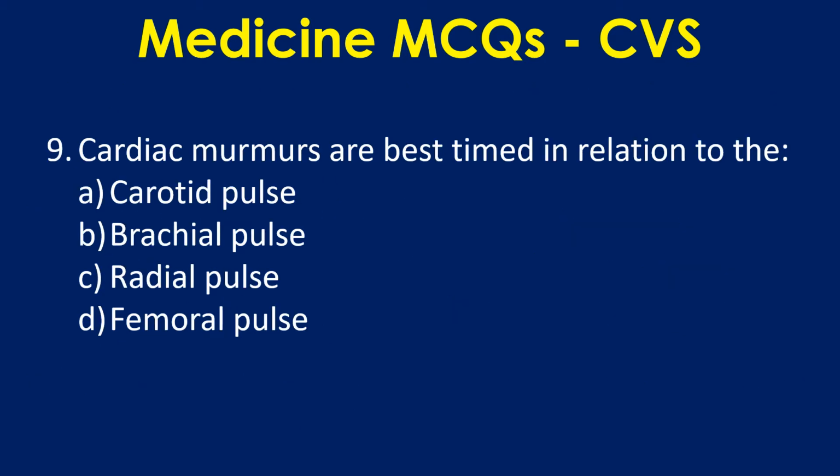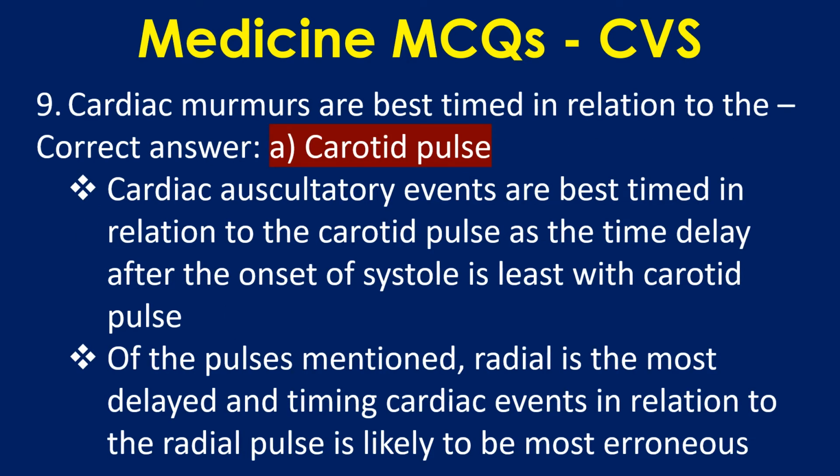Cardiac murmurs are best timed in relation to the: A. Carotid pulse, B. Brachial pulse, C. Radial pulse, D. Femoral pulse. Correct answer: A. Carotid pulse. Cardiac auscultatory events are best timed in relation to the carotid pulse as the time delay after the onset of systole is least with carotid pulse. Of the pulses mentioned, radial is the most delayed, and timing cardiac events in relation to the radial pulse is likely to be most erroneous.